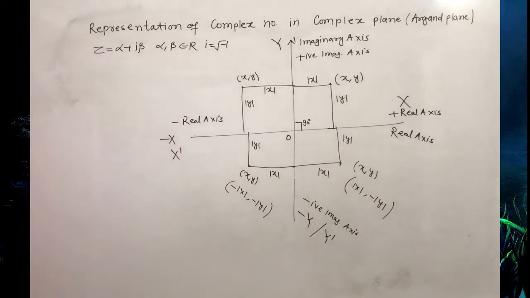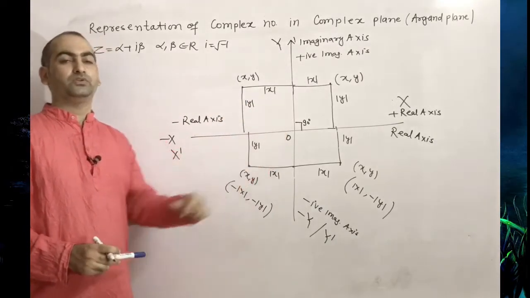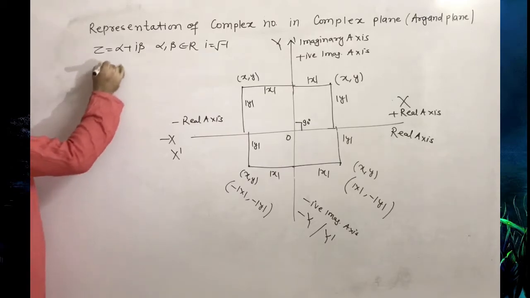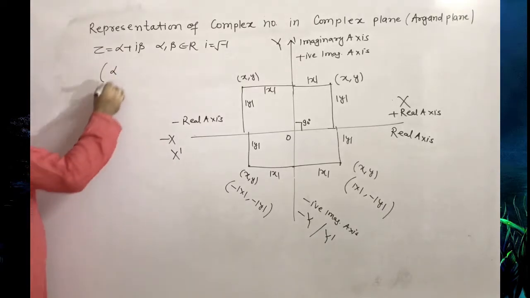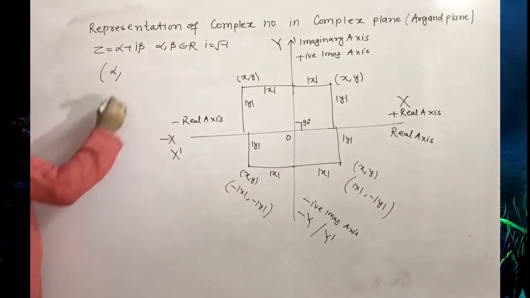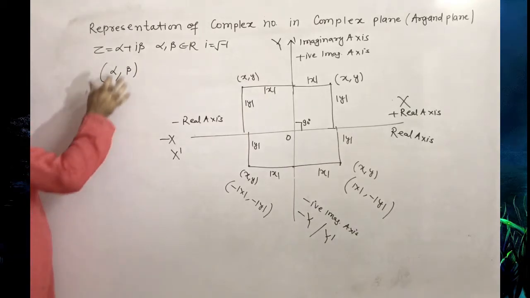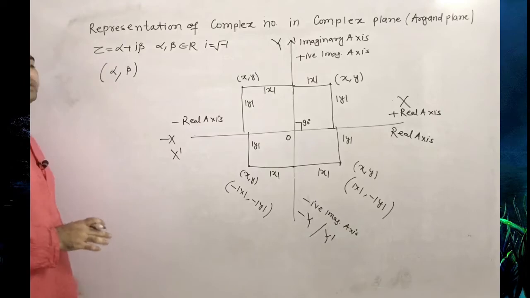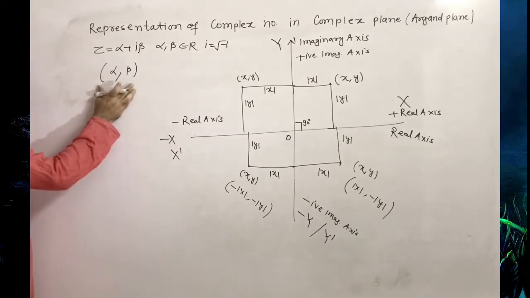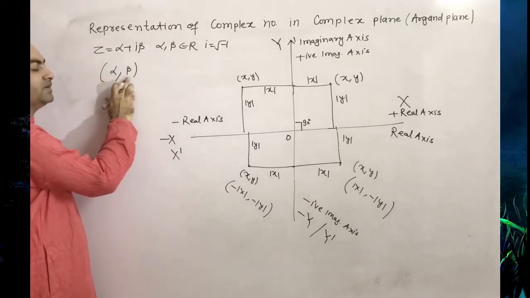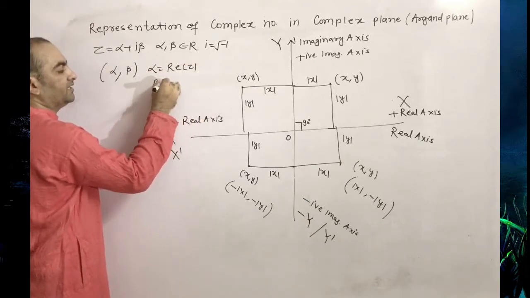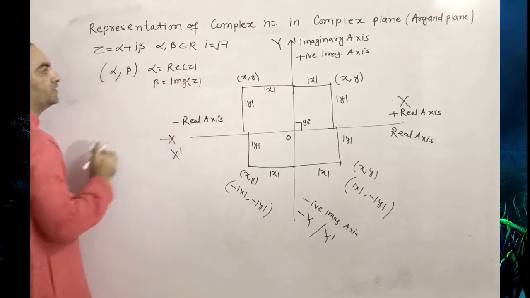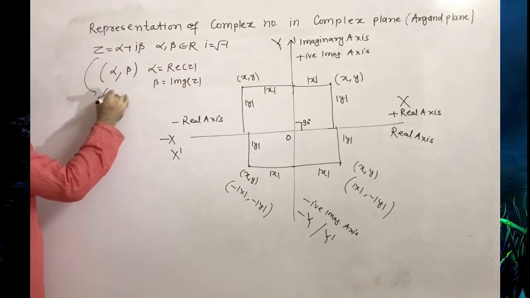So any complex number is z equal to alpha plus iota beta. Okay, so this one we have to denote in this plane. So this we can denote as an ordered pair, where real part of z is what? x coordinate. So alpha is x coordinate, and imaginary part of z is y coordinate. So beta is y coordinate. So any complex number z equal to alpha plus iota beta we can represent in this plane as an ordered pair alpha comma beta, where alpha is real part of z, and beta is imaginary part of z.